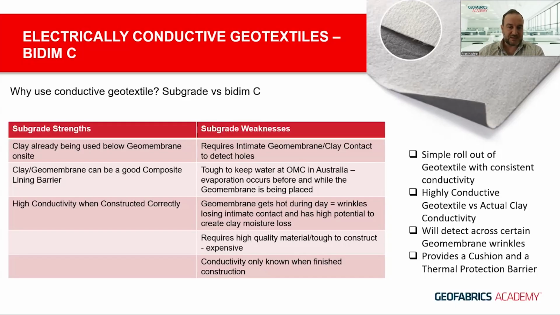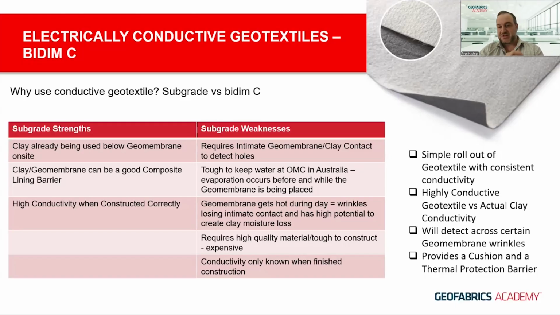So it requires high quality material, and it could be tough to construct. And another sort of subgrade weakness is that that conductivity is only really known when it's finished and constructed and the line is in place. So there's a little bit of unsurety in terms of, is the full footprint going to give me that full connectivity and conductivity that I need?